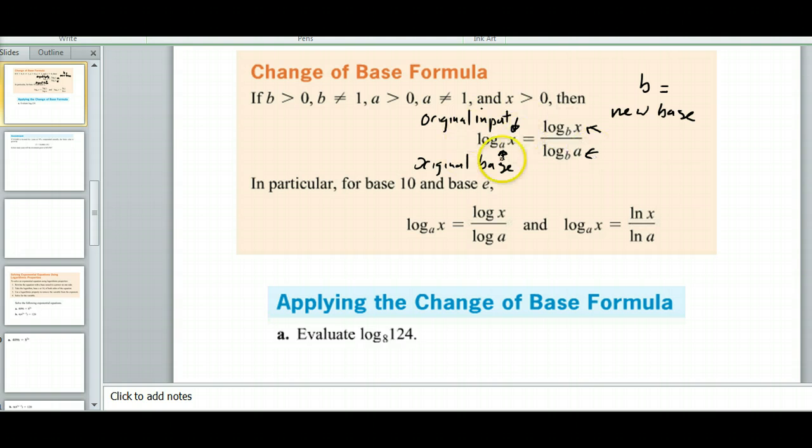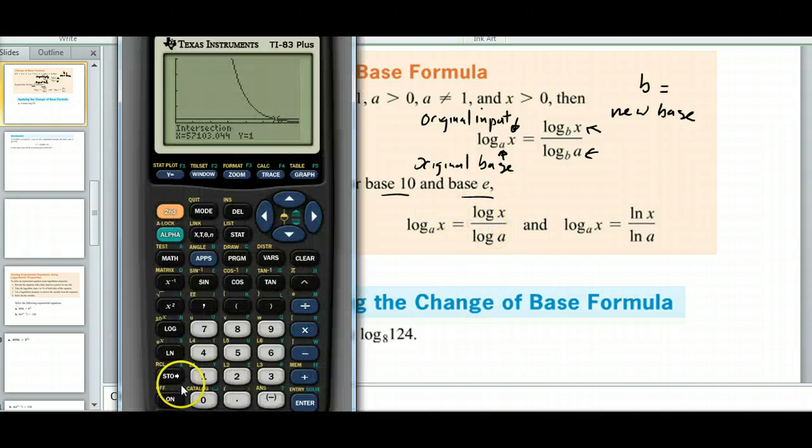Okay, so what that means is I can take any logarithm that I don't know how to put in my calculator because I don't have a log base 8 button, and I can change it into, in particular, what this is showing us, base 10 and base e, the common log, which we do have a button on our calculator for. There it is, right? And the base e log, which is the natural log, right?